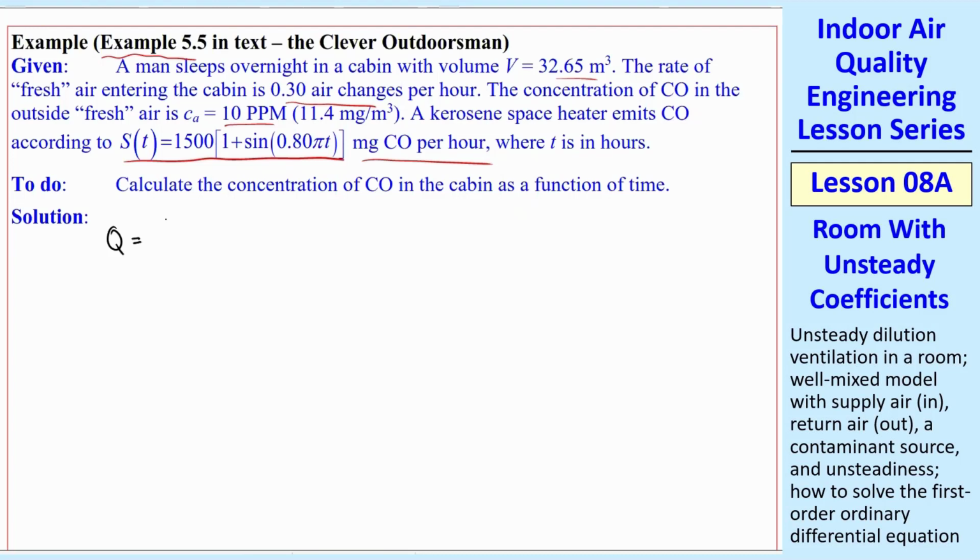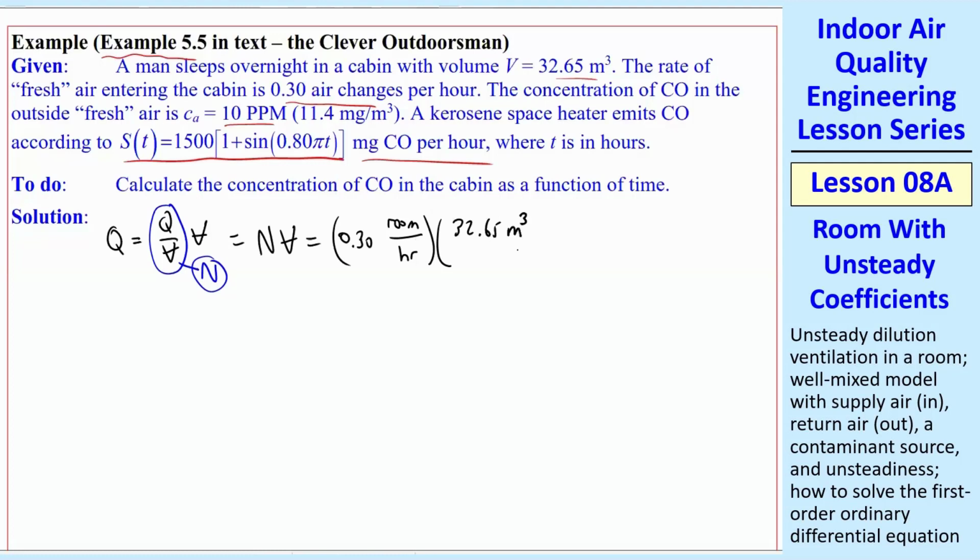Q is equal to Q over volume times volume. And recall, this is how we defined the number of room air changes per hour. So this is equal to N times V. Our N is 0.30. You can call this room per hour. It's really 1 over hour, but room is a non-dimensional quantity. It's not really a unit, but we have 32.65 meters cubed per room, if you want to think of it that way. So this gives me a flow rate of incoming air of 9.795 meter cubed per hour.